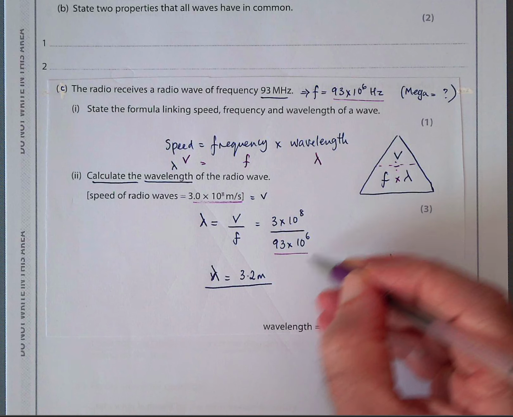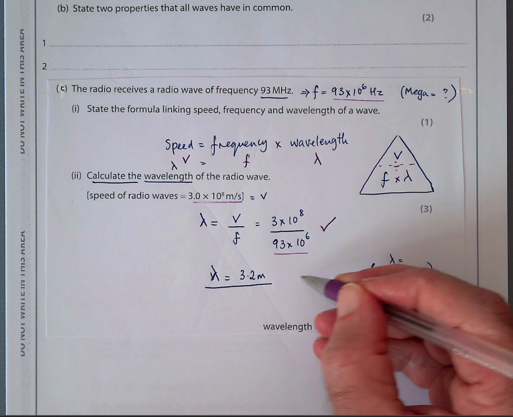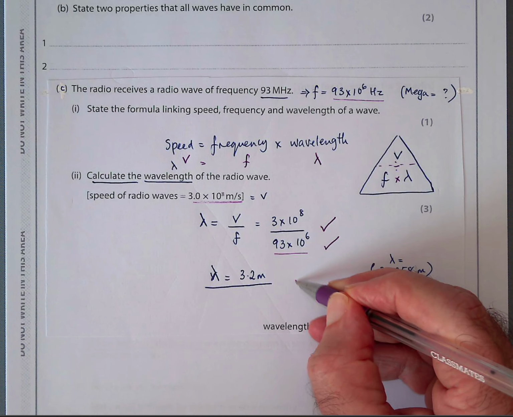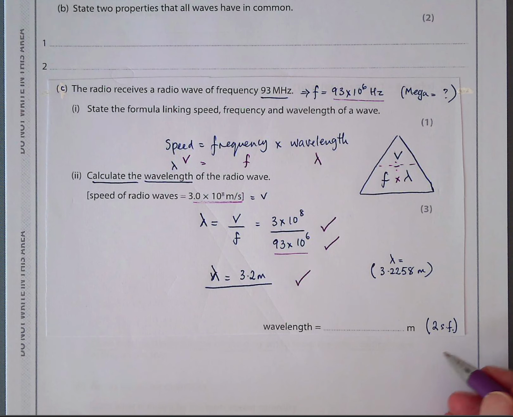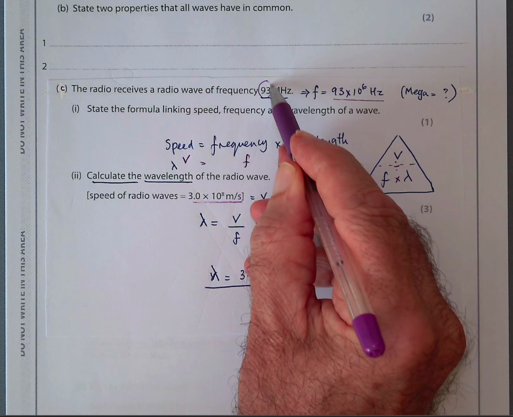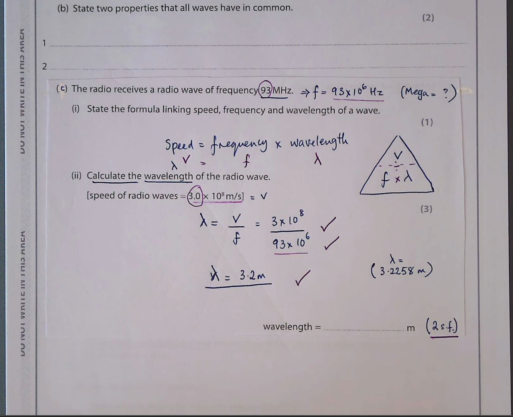And if you do it correctly, you will get 1 for substitution, 1 for making sure that you've got mega converted, and 1 for the answer being exactly 3.2. Two significant figures is what you should use, because here they have two significant figures and here they have two significant figures. So the data is only accurate to two significant figures. Okay.